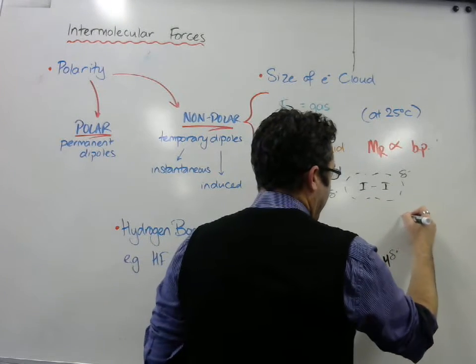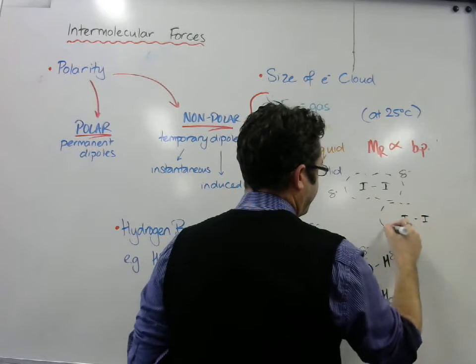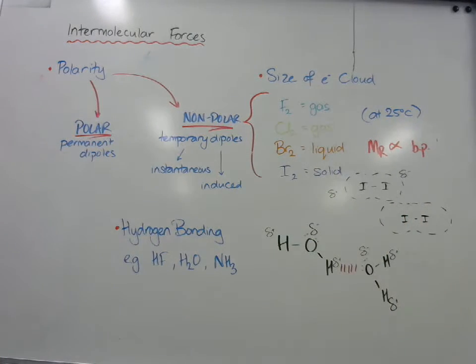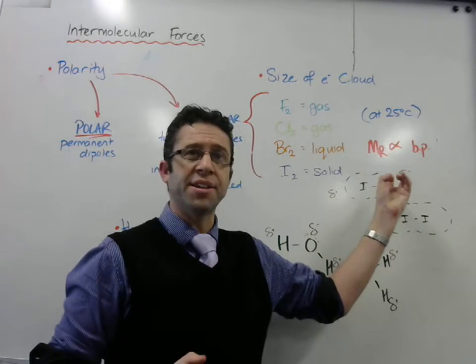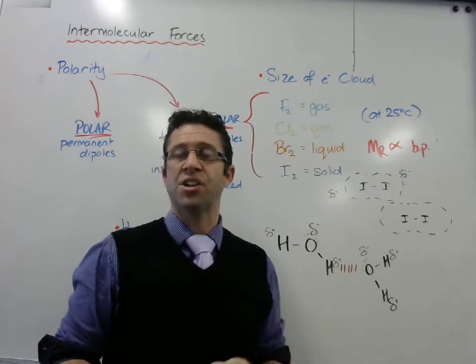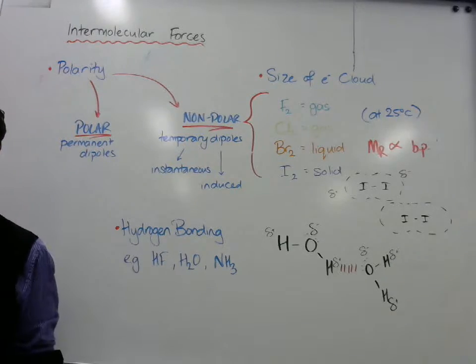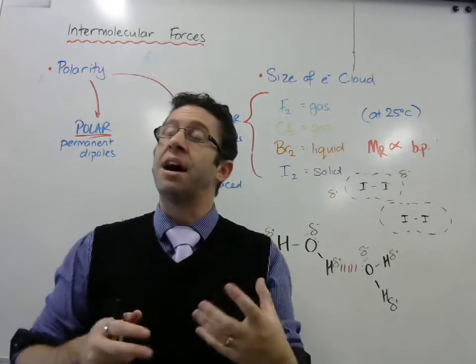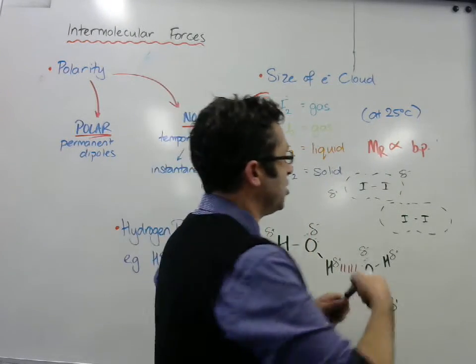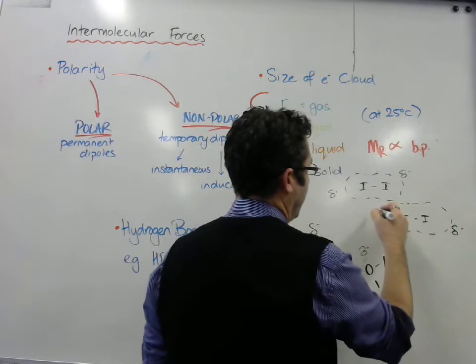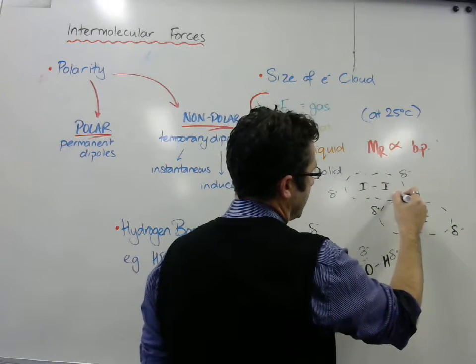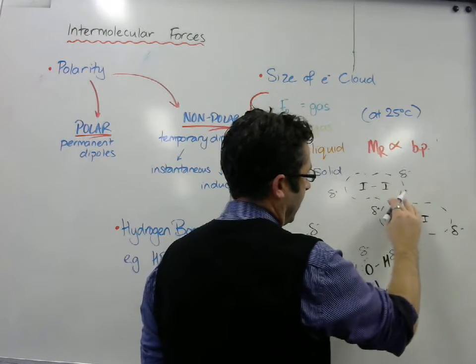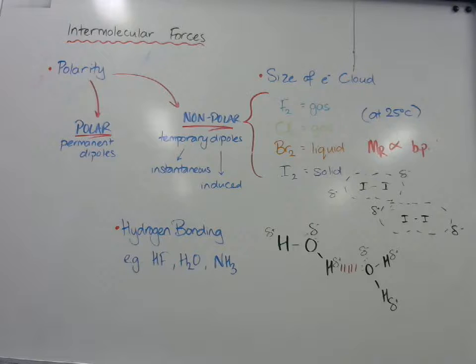Then, at that instant, it comes nearby another one. Well, this delta minus side has an impact on this electron cloud. What do electrons do to each other? Repel. So it will push this electron cloud that way just a little bit, but it's enough that it's no longer symmetrical, which means it induces a delta minus there and therefore a delta plus on this side. This allows for an intermolecular force to be formed between those temporary dipoles. They don't last forever.